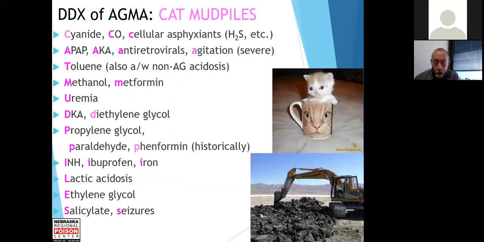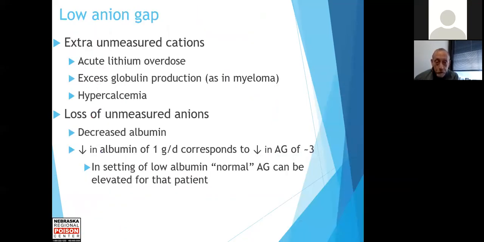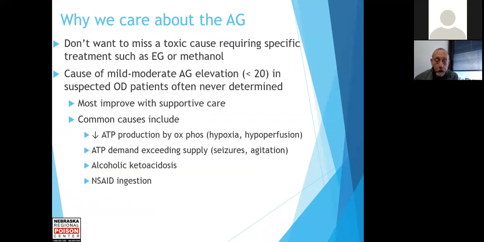You've probably seen some variation of this kind of a mnemonic, and you can see a lot of things can cause an anion gap acidosis. All of our familiar toxic alcohols are on here, and a lot of non-toxicologic things. A low anion gap is something that we don't see that often. There are some toxicologic causes, like a very high lithium level, where you have unmeasured positive ions. And if your albumin is very low, that can also cause a low anion gap. And you could be fooled because somebody who's malnourished might have a baseline anion gap of something like 6. And that person's anion gap of 12 might be elevated for them. That could be a confounder.